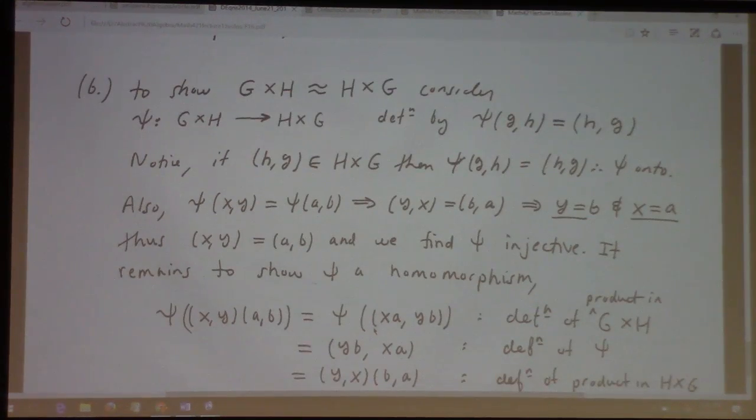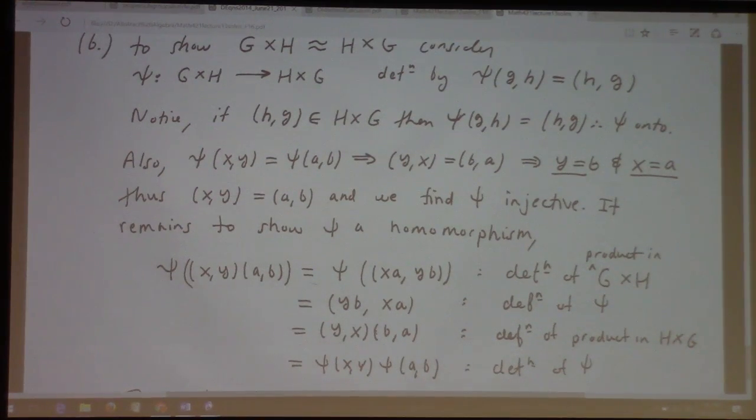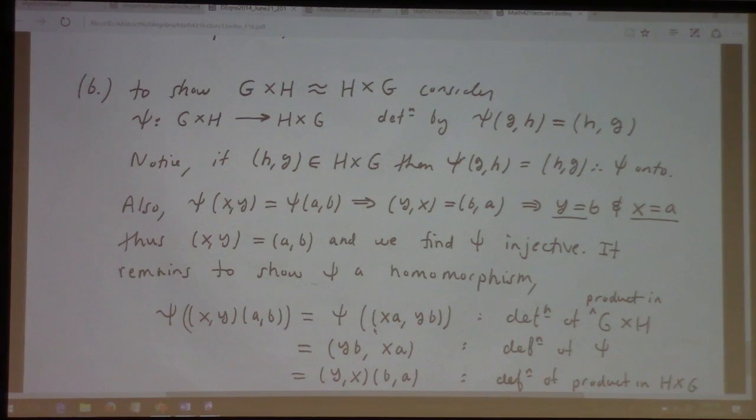To show that the Cartesian product, the direct product of G and H with H and G are isomorphic, basically I just make the obvious isomorphism, which is just the old switcheroo, and you can see that that's onto, and you can easily see that it's one-to-one, so it's a bijection, and then we just have to show it's a homomorphism.